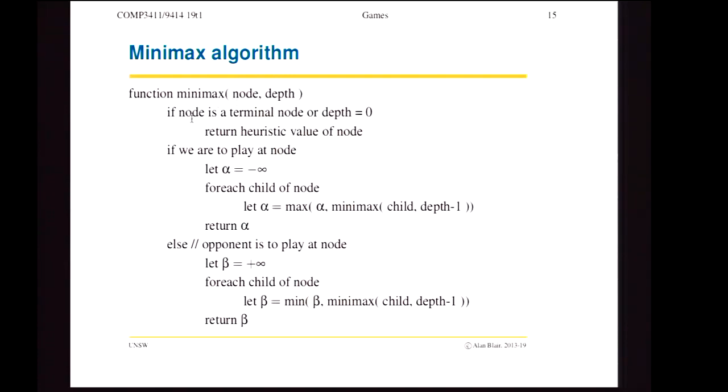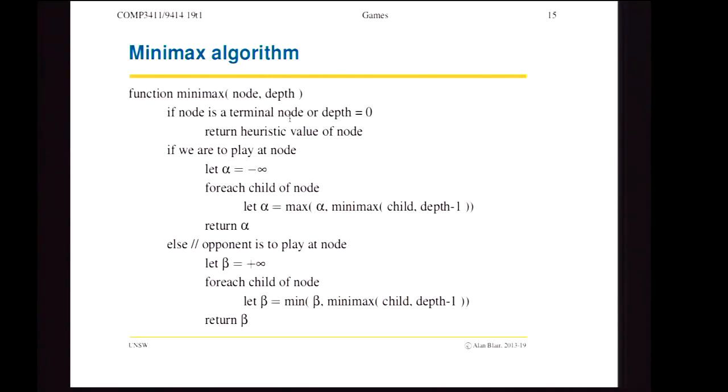If the node is a terminal node, in other words, the game has ended, then we return the actual value of that node, which is usually like 1 for a win and -1 for a loss and 0 for a draw or something like that. If the depth reaches 0, we have to find some other way to evaluate that node. We'll talk about that in a minute, but we have to come up with some heuristic estimate of the value of the node.